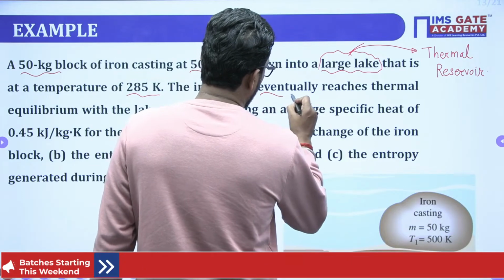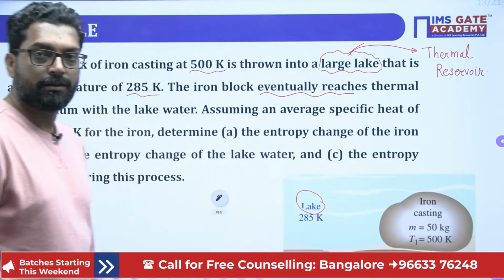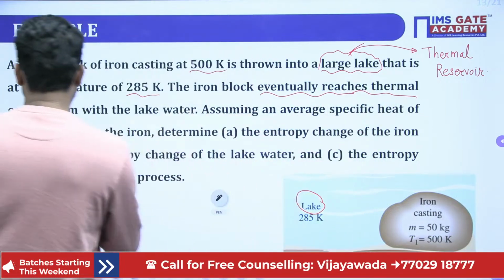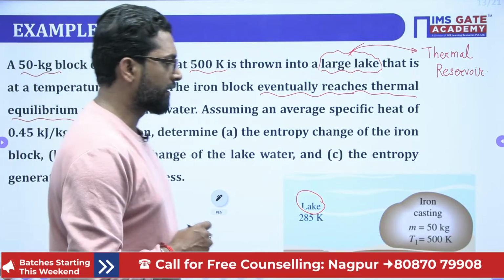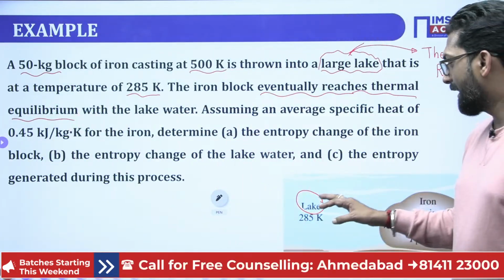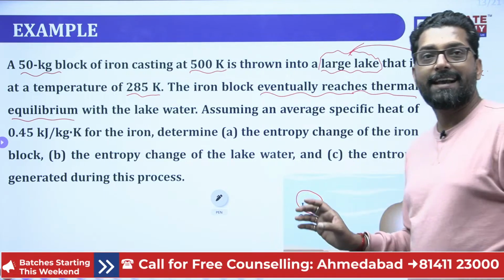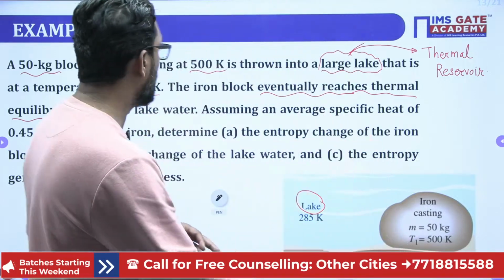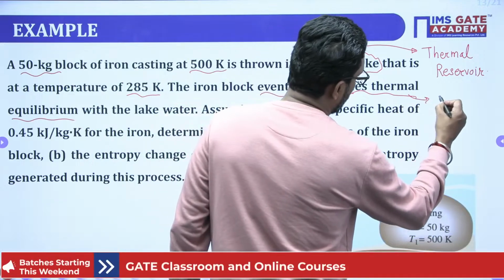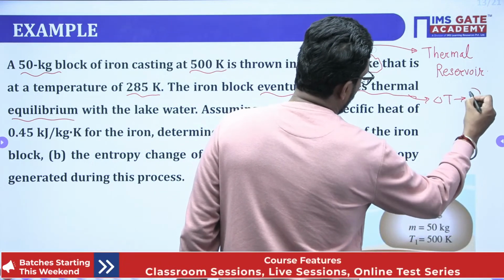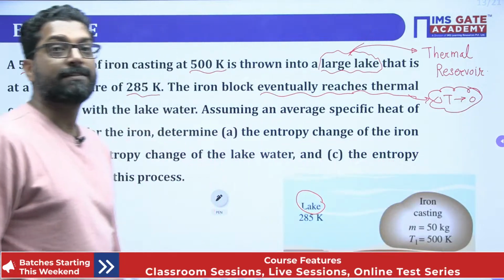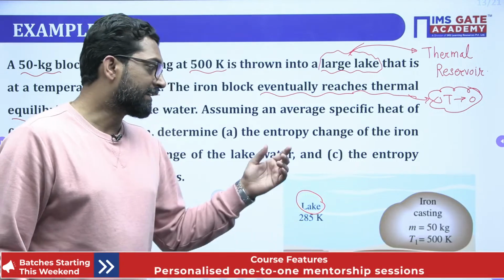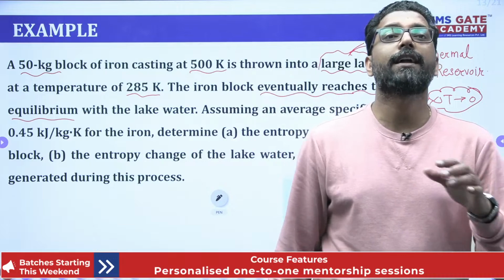This is very important: eventually reaches. Why? Because it is a quenching process. It eventually reaches thermal equilibrium with the lake water. That means after some time the lake water and the cast iron block have the same temperature. That means delta T tends to 0. Thermal equilibrium means the change in temperature tends to be negligible. So eventually, after a few seconds, the temperature of the block and the temperature of the lake water are the same.